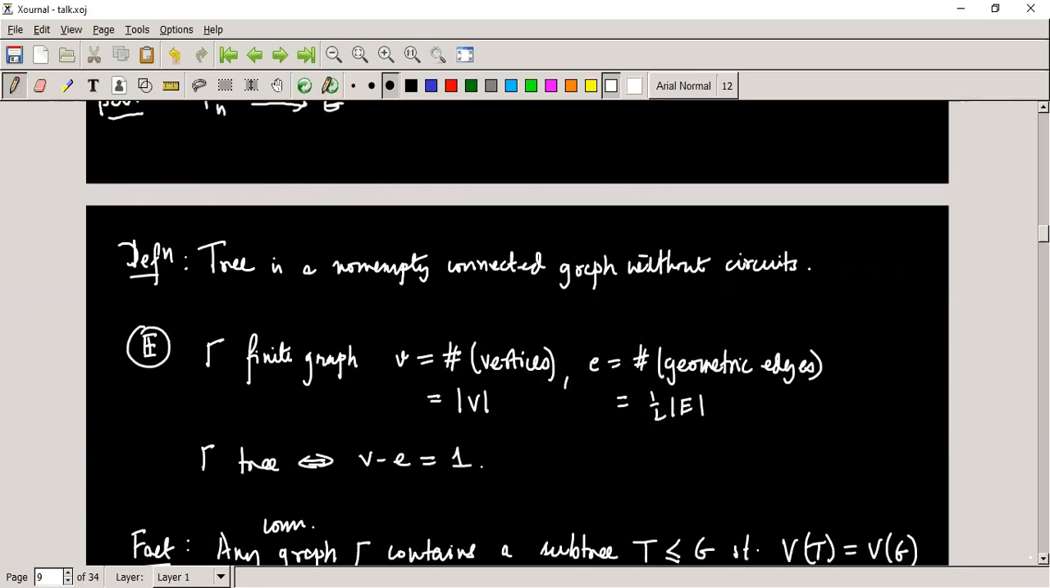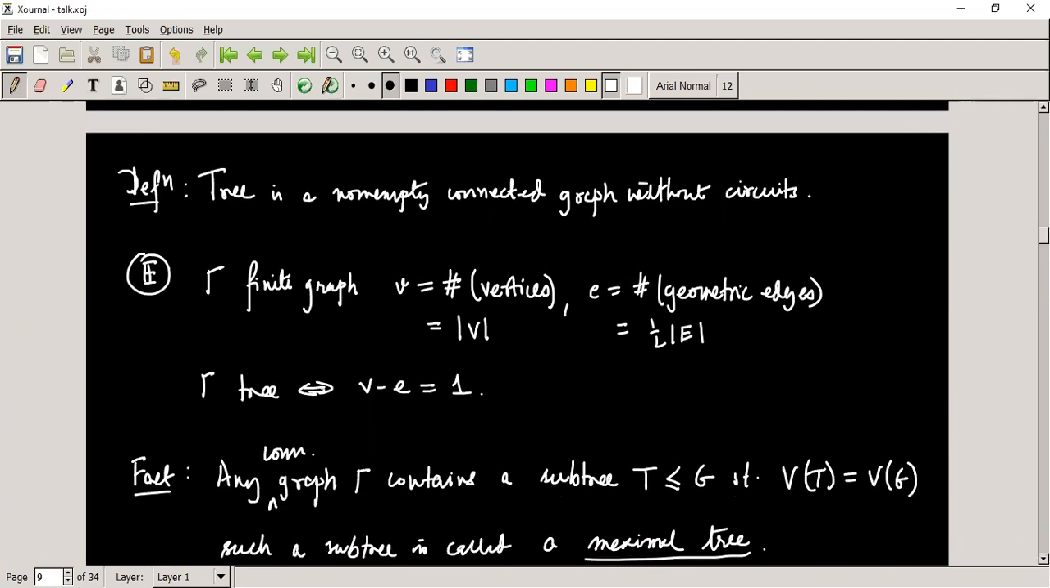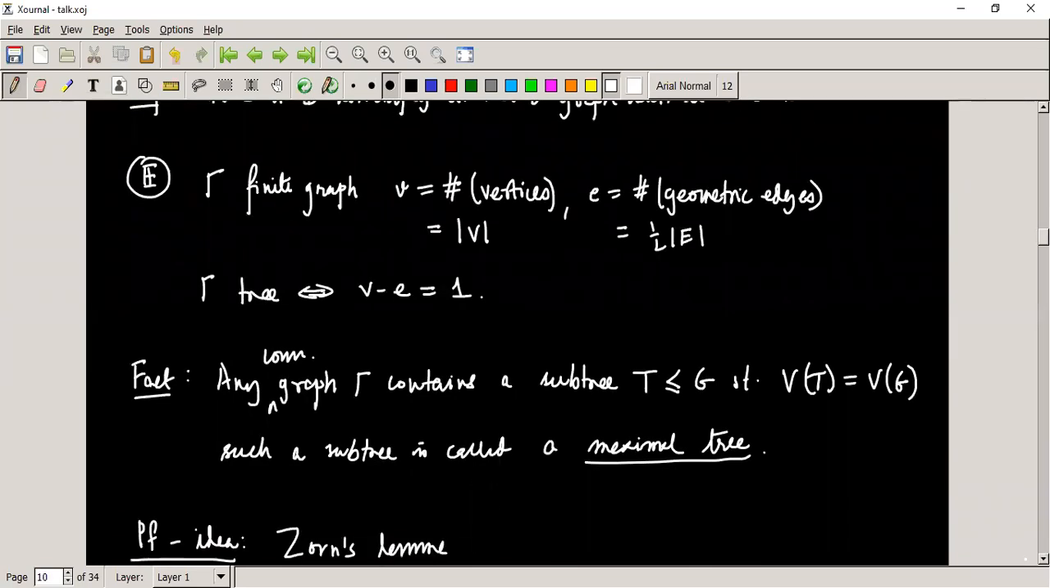So a tree is a nonempty connected graph without circuits. And this is an exercise: if you have a finite graph, look at the number of vertices and the number of geometric edges. That is not the cardinality of E; the cardinality of E is twice the number of geometric edges, because for each edge you're assigning two symbols, E and E bar. Then the graph is a tree if and only if V minus E equals one. Of course, this is for finite graphs, not for infinite graphs. But if every finite subgraph is a tree, then the graph is a tree. That's also true.